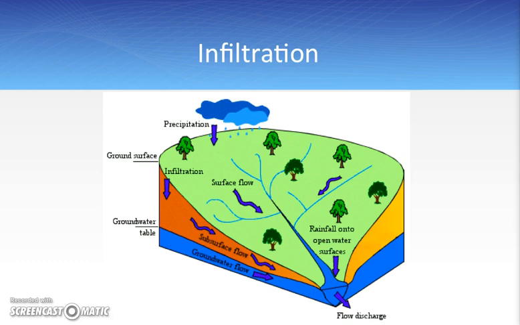So as you can see on this diagram, it says subsurface flow, and then even below that it says groundwater flow. So that's the water being absorbed into the ground.